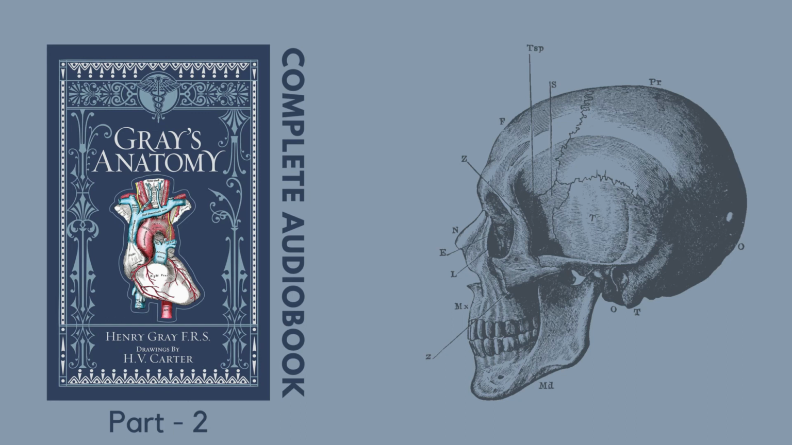The buccinator arises from the outer surface of this process, as far forward as the first molar tooth. When the maxillae are articulated with each other, their alveolar processes together form the alveolar arch. The centre of the anterior margin of this arch is named the alveolar point.